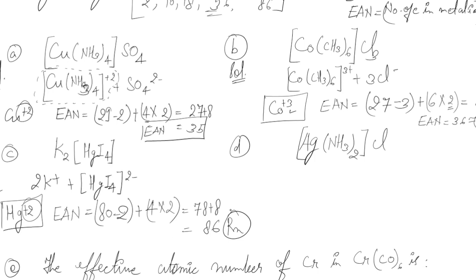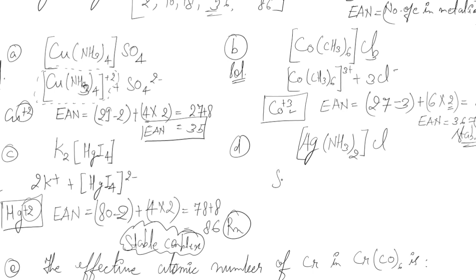So now you can say that it is also a stable complex. Why? Because its electronic configuration is equivalent to the inert gas, that is the noble gas. Here we had krypton in the second question, so you can say that this is a stable complex.